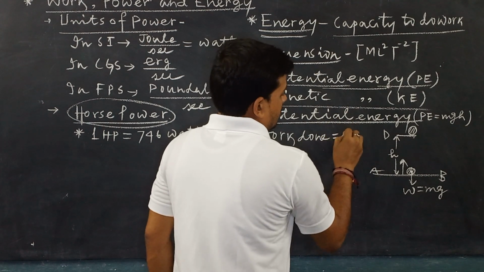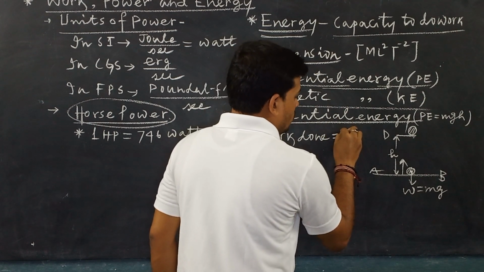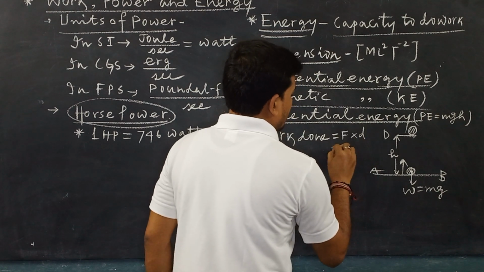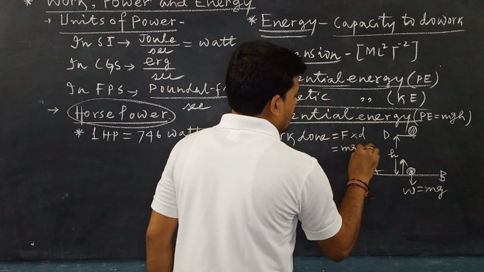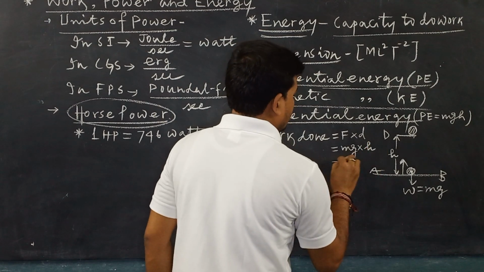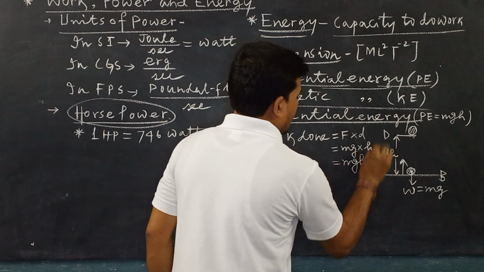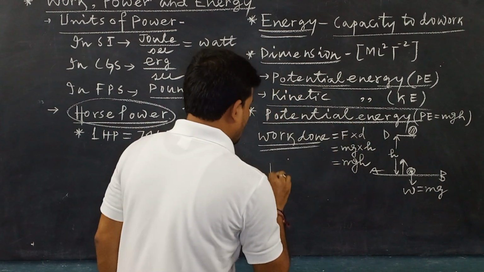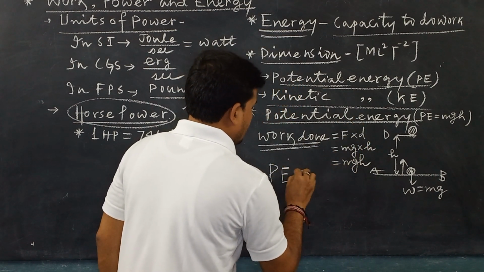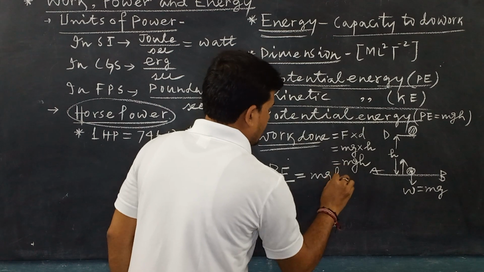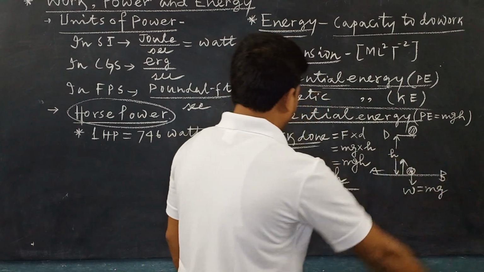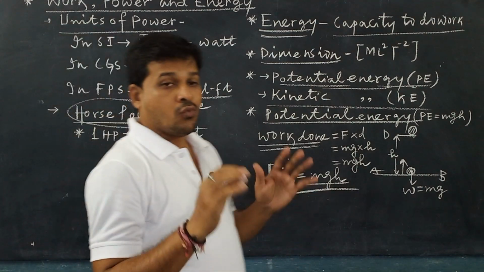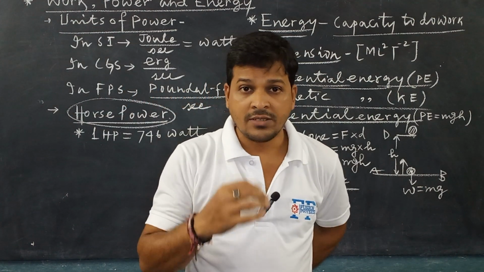This is equal to force into displacement. Here the force is W equal to mg and the displacement is h. This is equal to mgh. This amount of work done is stored within the body as the potential energy when the body is at rest. When the body is at rest, the mathematical form of the potential energy will be mgh. But what happens in the case of a body in motion?